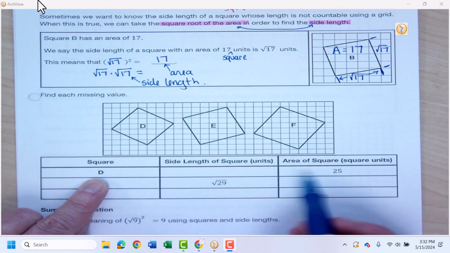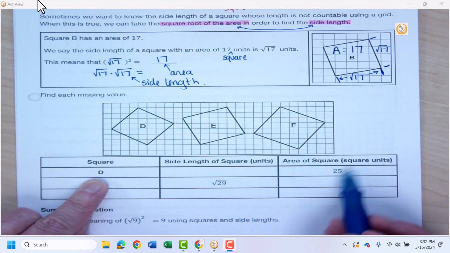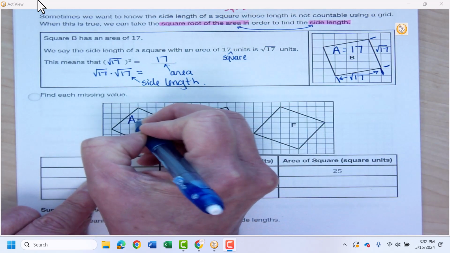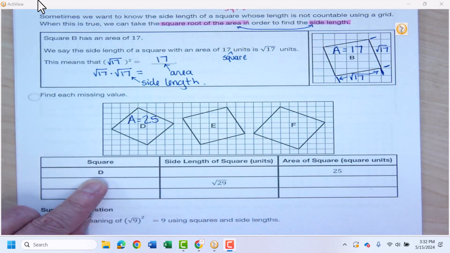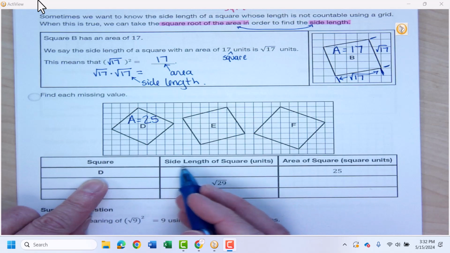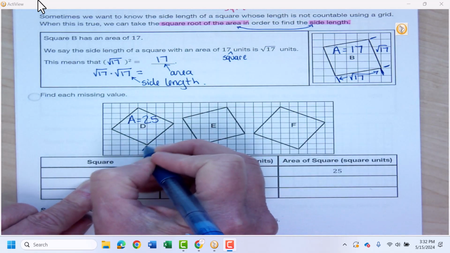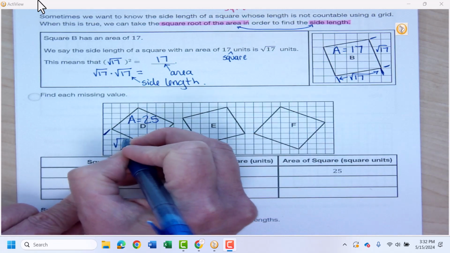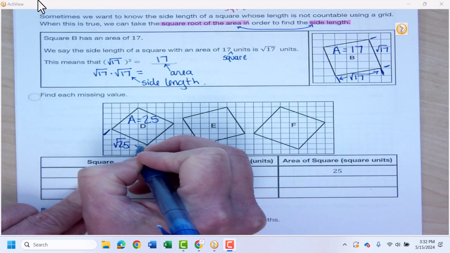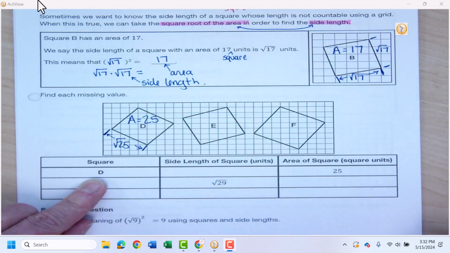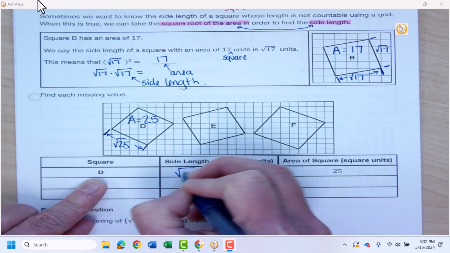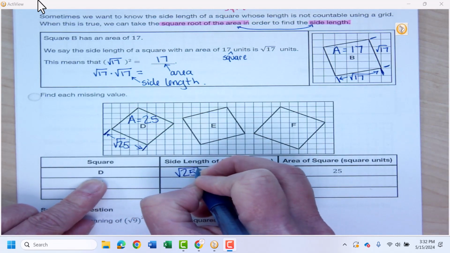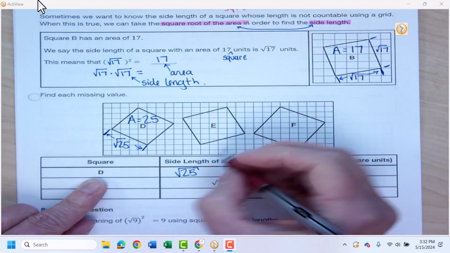In this square, we're told the area of the square is 25. So the side length, I know you're probably thinking, I can tell you the side length, Mrs. Tuitt. I know what I can multiply by itself to get 25. But if we didn't, we could express it like this. The side length is the square root of 25.